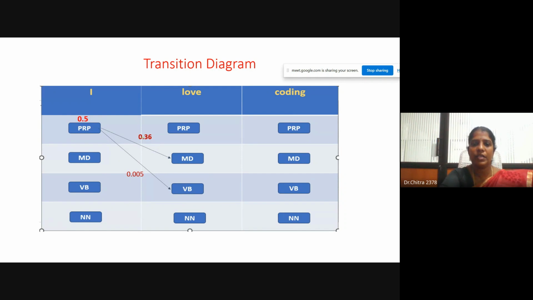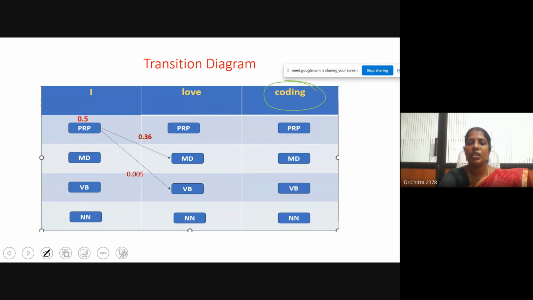These two values are taken. Now, you should not find the transition only from the MD. There are two possibilities. For both of these possibilities, calculate for the next word, coding. Next recursion. First calculate from MD to PRP, MD to MD, MD to VB, and MD to NN. Then calculate.